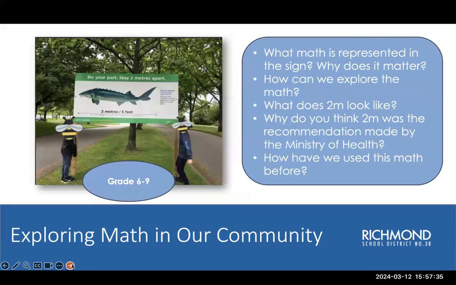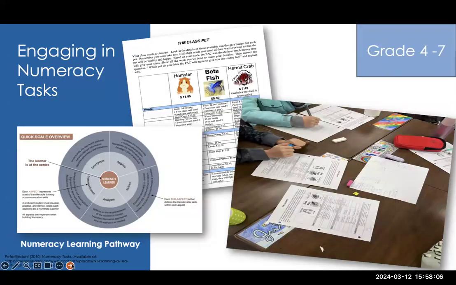An example of a type of strategy that we can use is to find connections to math in our local community. What we see on our screen is a sign Richmond posted during COVID that talked about social distancing. This is an investigation that students can explore, looking at various math concepts. And this can actually continue to grade 9 when we look at scale. Then we can start to provide opportunities for rich problem solving.